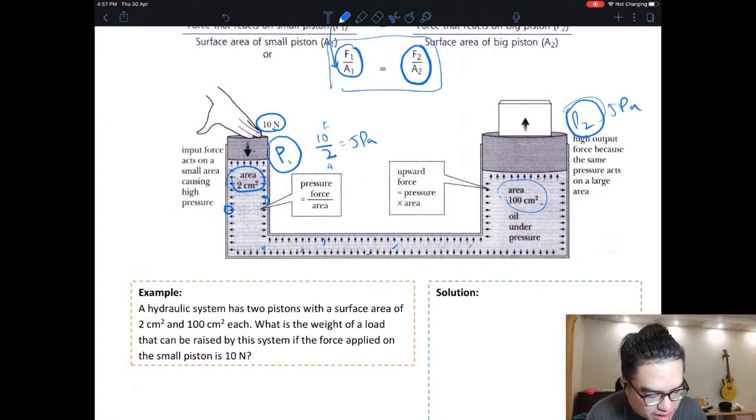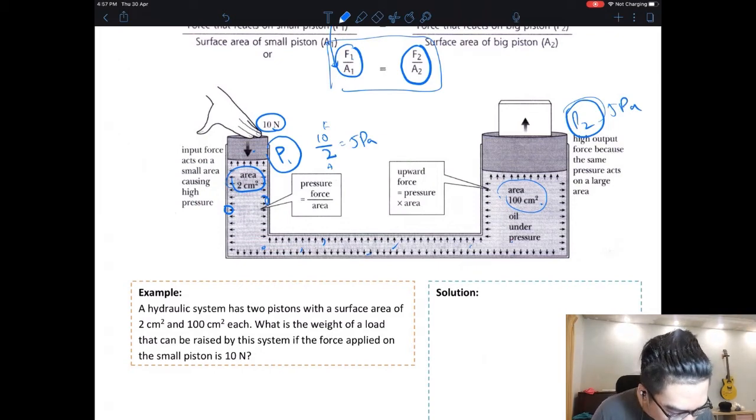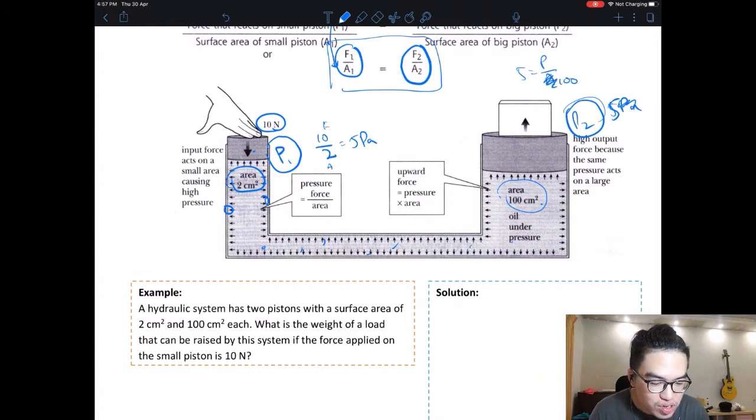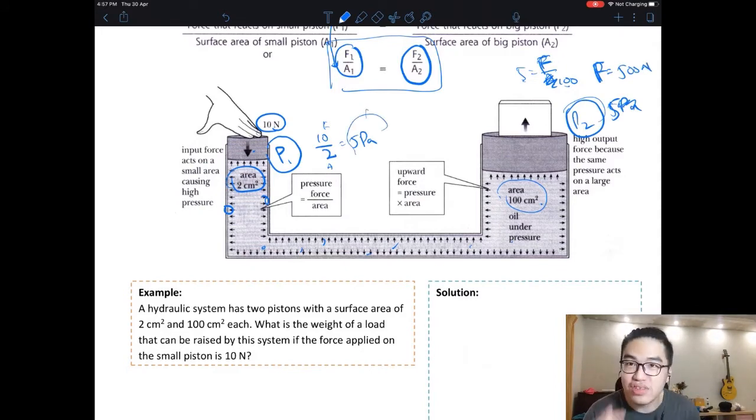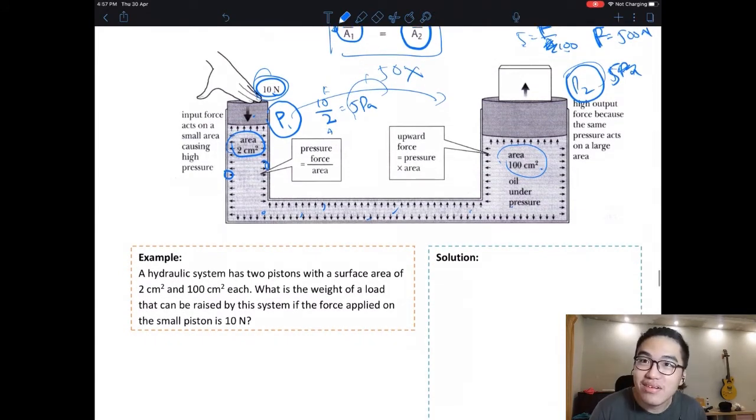Anyway, this is 5 Pascal here. So I know P equals F over A. So 5 equals force divided by area. What's my area? My area is 100. So 5 times 100, my force here, I wrote this wrongly, my force here is 500 Newton. I can use a 10 Newton force, which is like 1 kilo, and I can lift 50 kilo. I'm getting 50 times the force. Which means I can use a small force to generate a very huge force. This is the beauty of hydraulic.